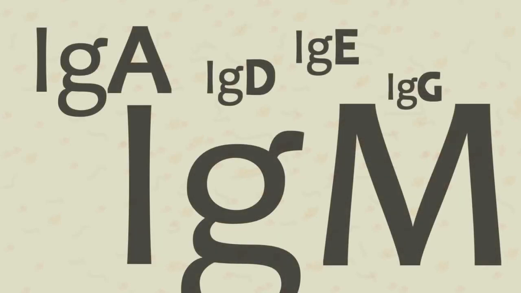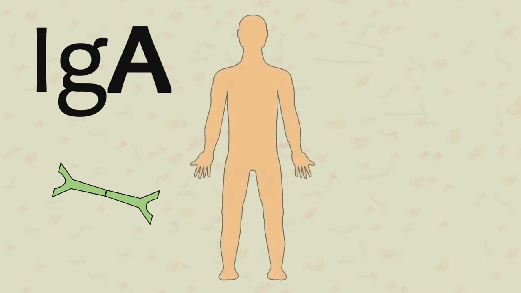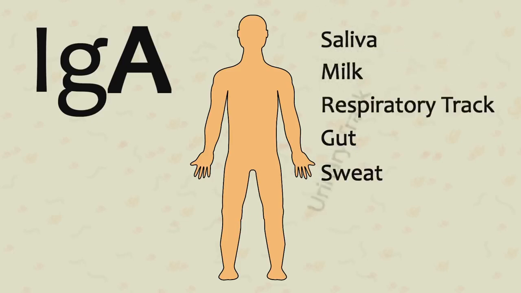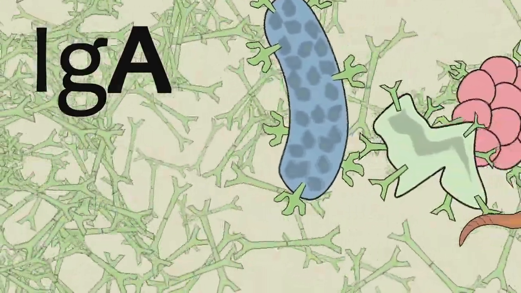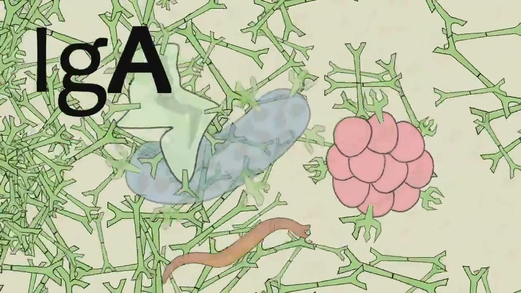Let's take a closer look at the 5 types of antibody immunoglobulins. There are 2 types of IgAs. These are not typically found in the blood, but in secretions of the gut, saliva, sweat, milk, respiratory tract, and urinary tract. IgAs are part of our innate immune system and fight pathogens such as bacteria, viruses, fungus, and parasitic worms.